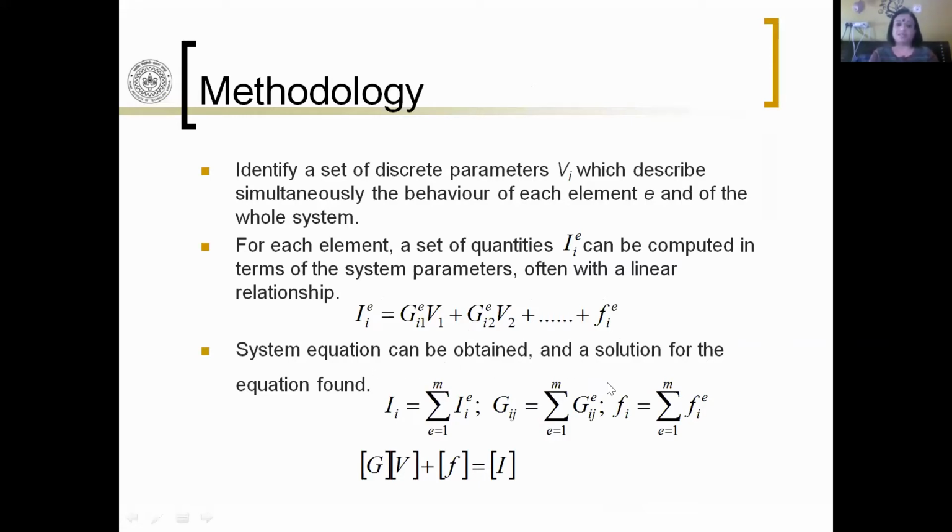After that, you can obtain the system equations. The system equations will be in the form of GV plus F equal to I. This F will be present if there is a source vector. This F will not be present if there is no source vector.